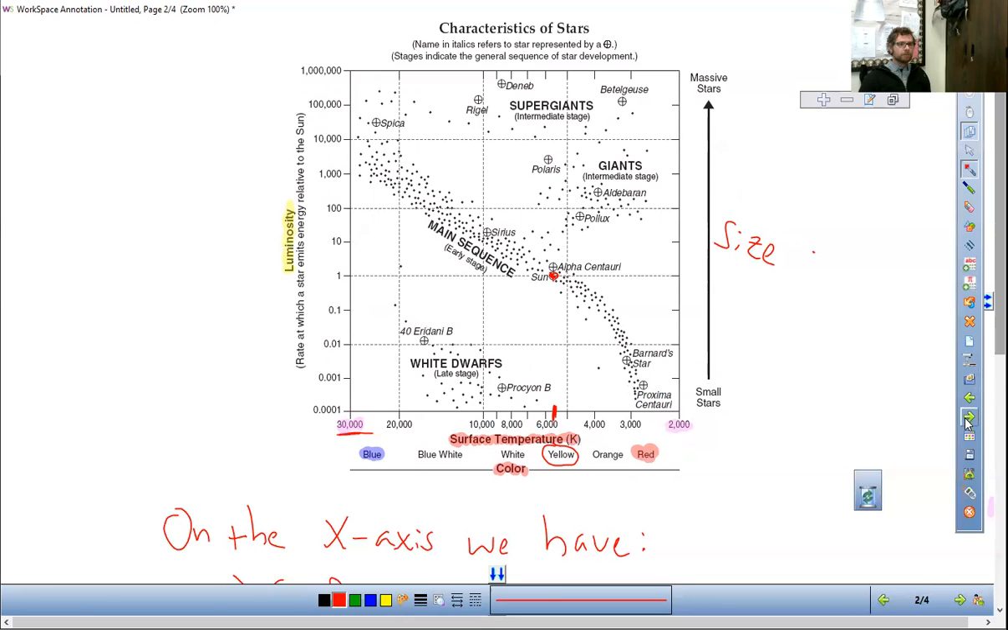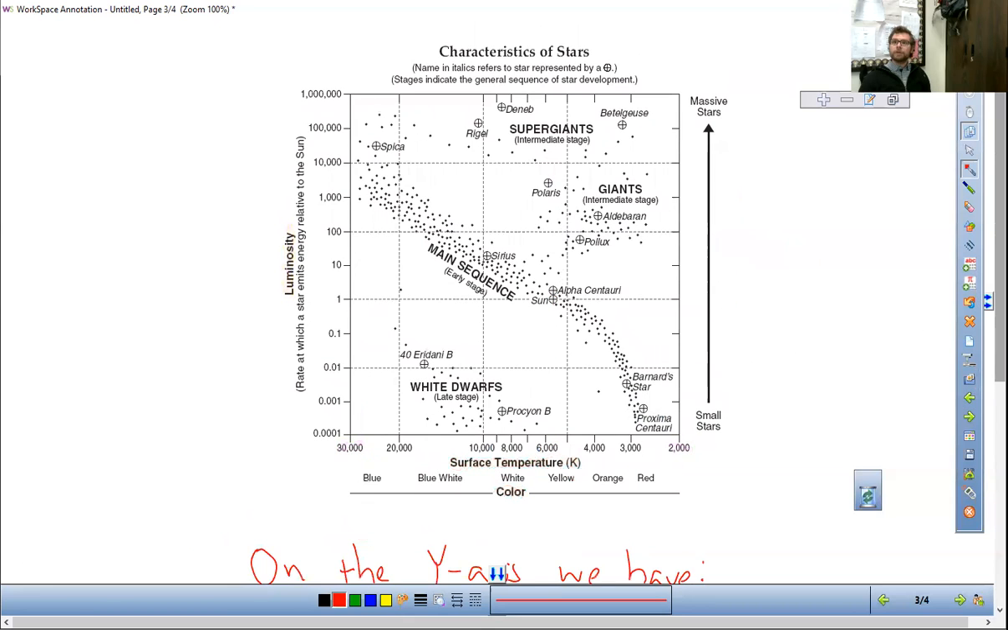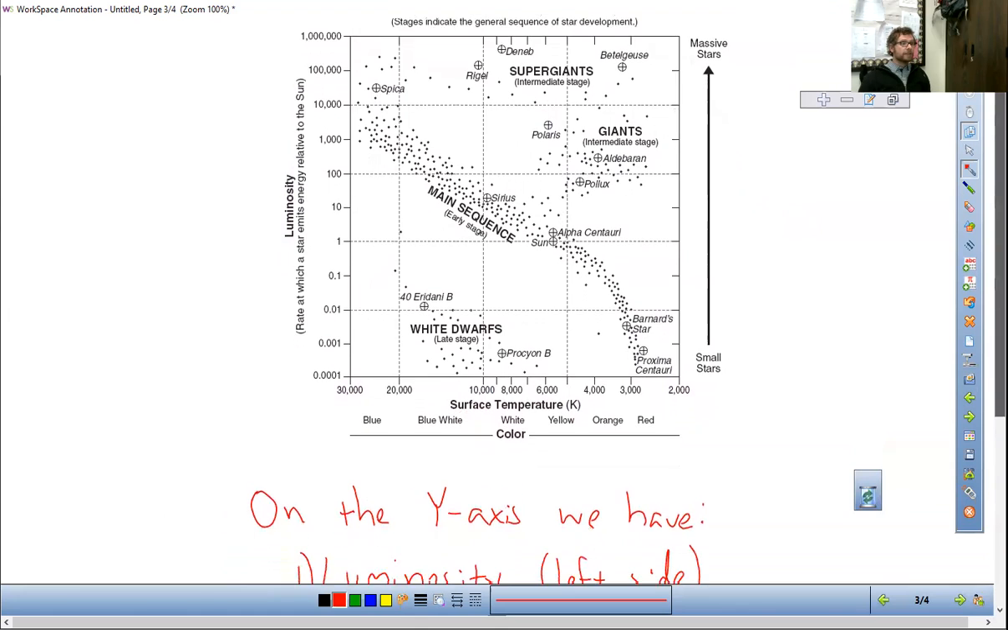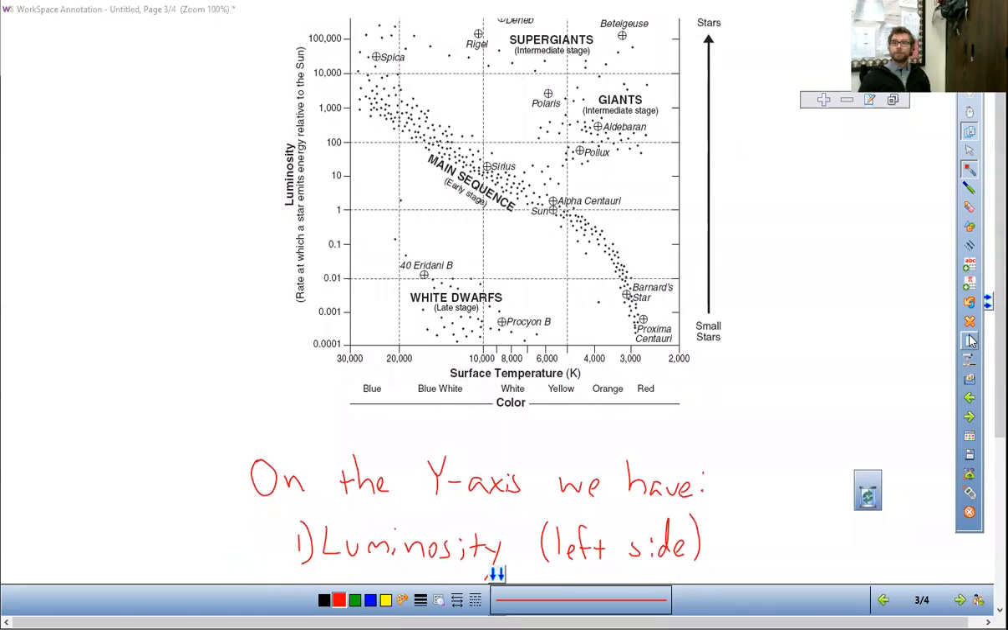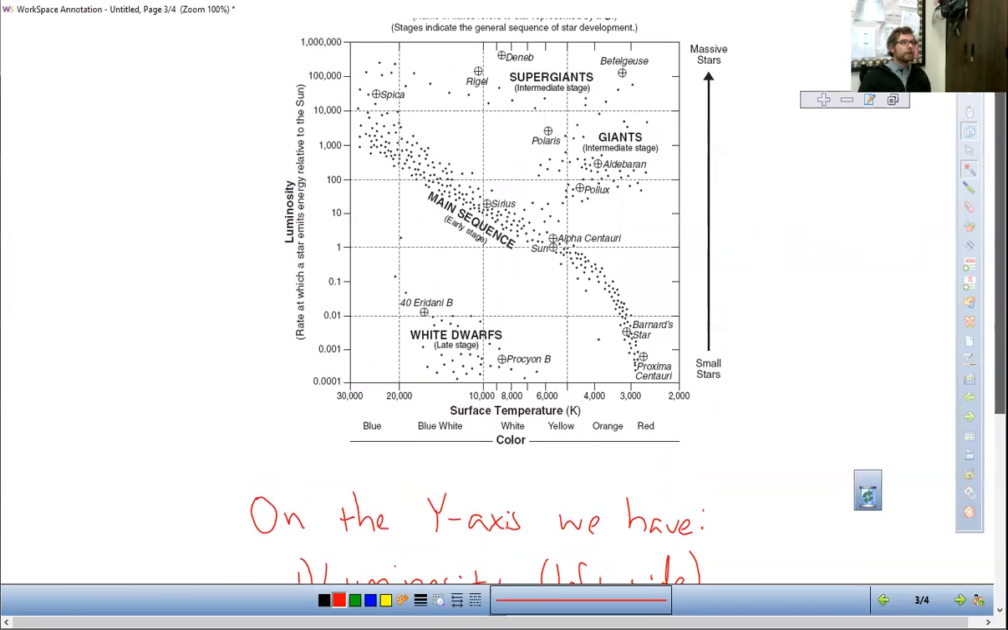The y-axis is a little bit different. On the y-axis, we have two other characteristics. On the y-axis, we have something called the luminosity. Luminosity comes from the same root as illuminate. When you illuminate something, you are lightening it up. When you are illuminating something, you are brightening it up. So here, our luminosity, we start with very, very small luminosities here, 0.0001. And as we go up, we end up going all the way to the top of this graph at 1 million luminosity.